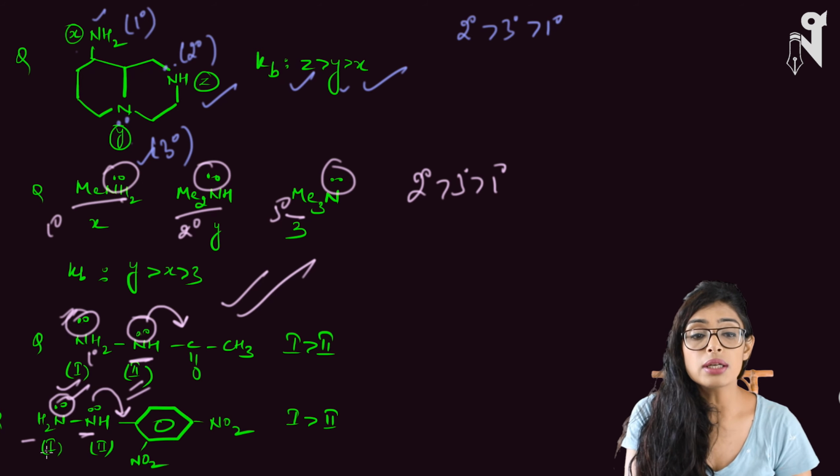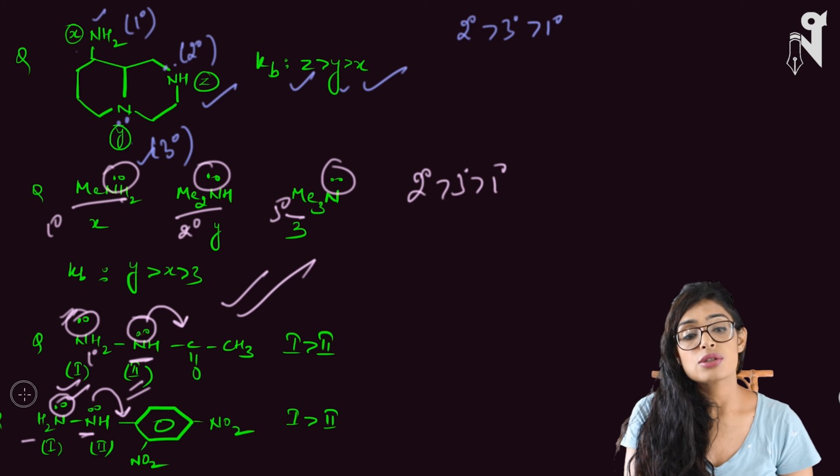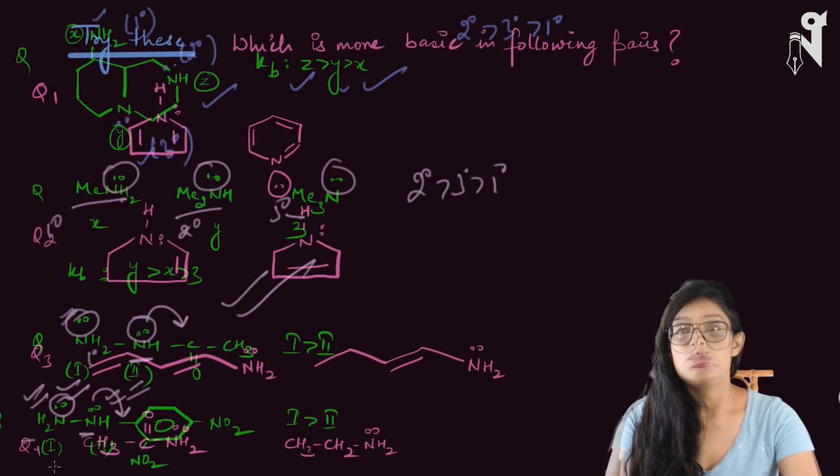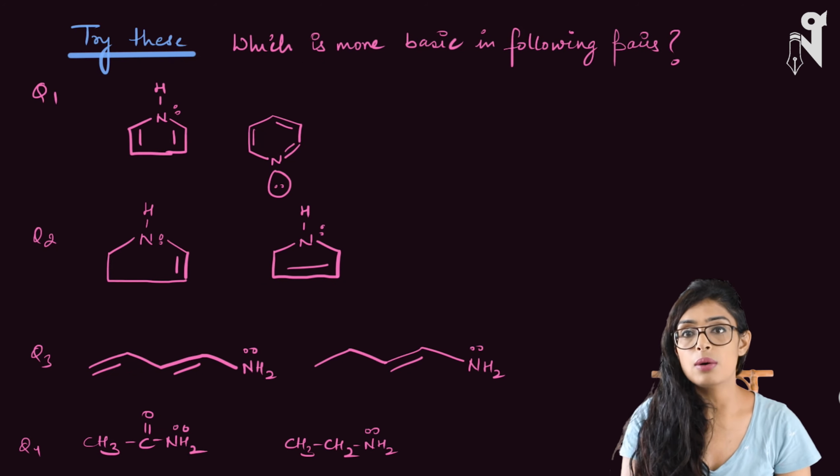So this is localized one, this is delocalized lone pair. So the first one is more basic than the second one. So there are some questions over here. Solve these now on your own.